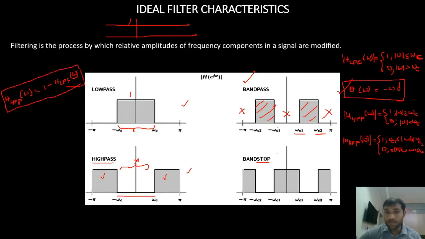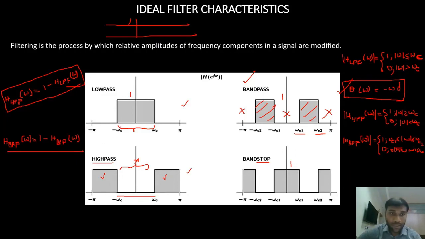So similarly, band stop is also very similar. If I subtract, my band stop filter or band reject filter is nothing but 1 minus H band pass filter of omega. This is the formula for the band reject filter, right? That is the band reject filter.